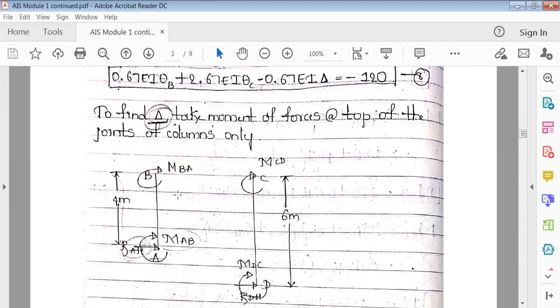Now I don't know where exactly these movements are taking place, whether it's clockwise or anti-clockwise. To make things simple, I'll assume all the moments acting at A, B, C and D are clockwise. So initially I'll assume that all the moments, that is MAB, MBA, MCD and MDC, are clockwise.